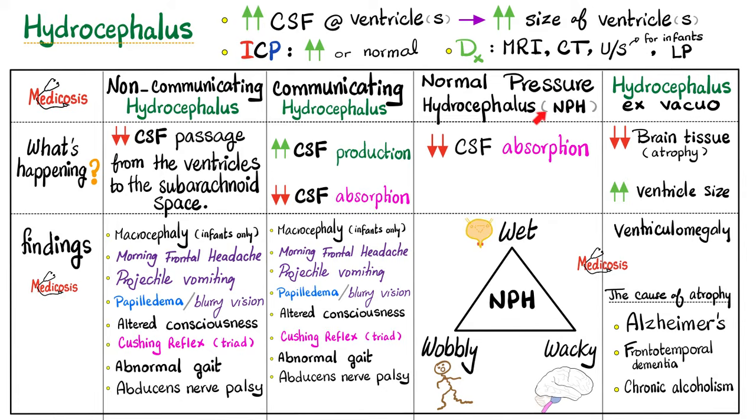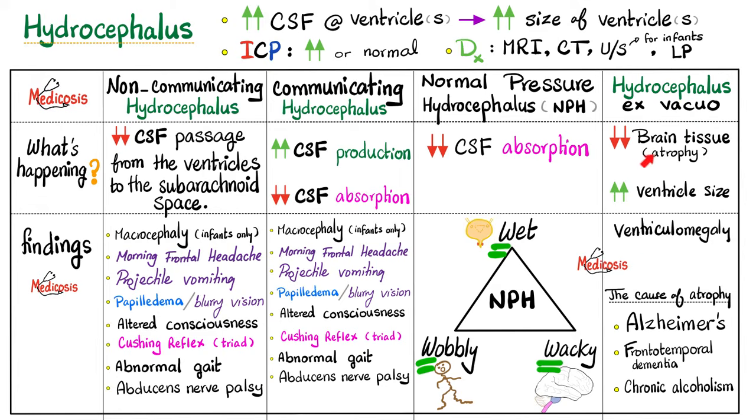Next, normal pressure hydrocephalus. What's going on? Decreased CSF absorption. It's a clinical triad of what? Wet, wobbly, and wacky. It's the 3 W's. What do you mean by wet? I mean urinary incontinence. What do you mean by wobbly? I mean ataxia. Remember, abnormal gait is a feature of hydrocephalus. And what do you mean by wacky? Dementia, memory loss.